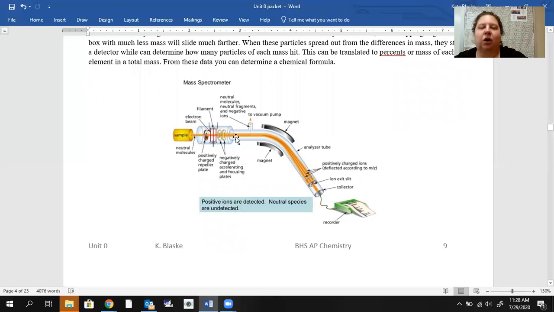Now, those atoms are sent through a curved tube. Oftentimes it has a magnet on it. That magnet helps separate out positive and negative ions if we have an ionic compound. And the curve in the tube helps separate out things by mass, which is why it's called a mass spectrometer.